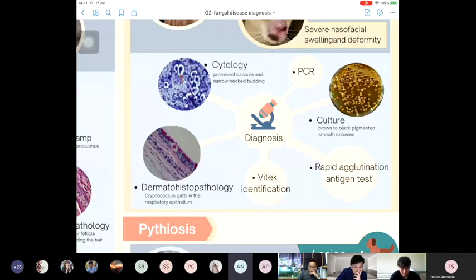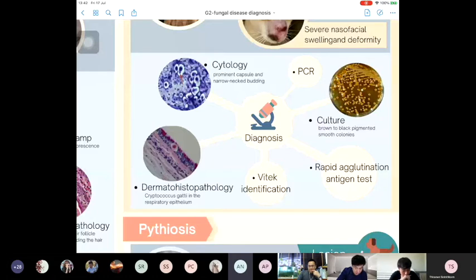This shows Cryptococcus gattii in the respiratory epithelium. 4. Rapid agglutination antigen test can be used. If it is positive, clumping of antigen and antibody particles will be formed. PCR and identification can also be used to diagnose this fungus as well.